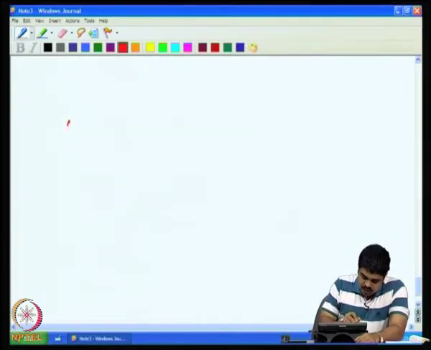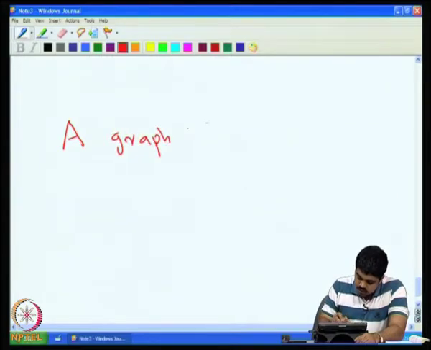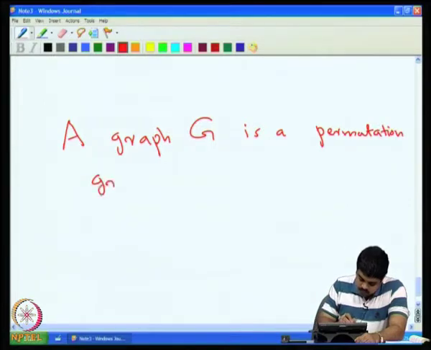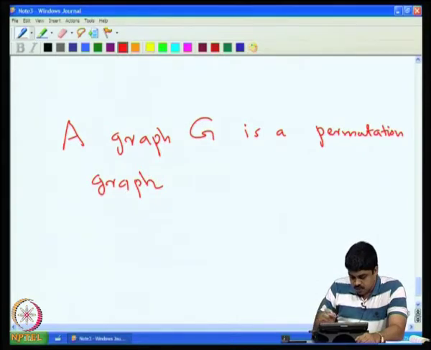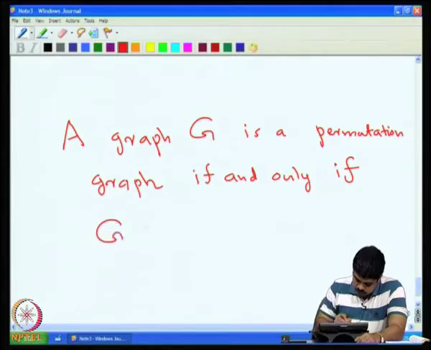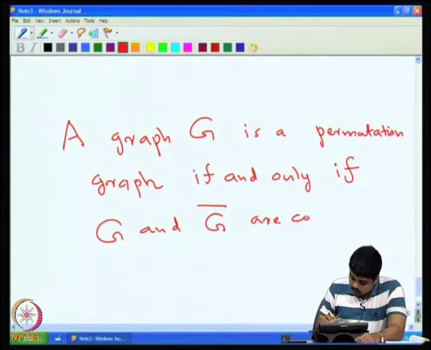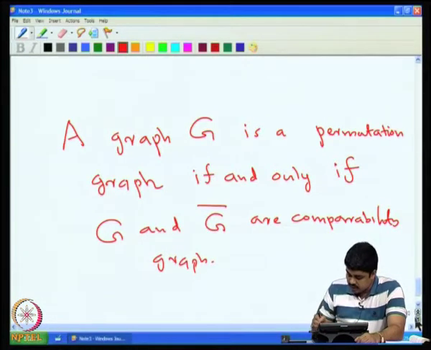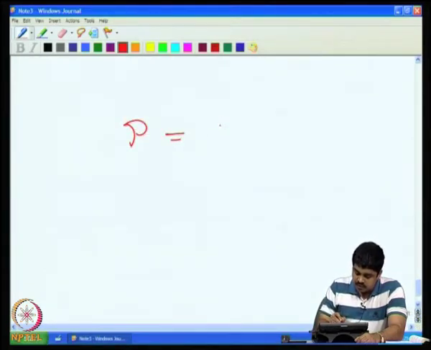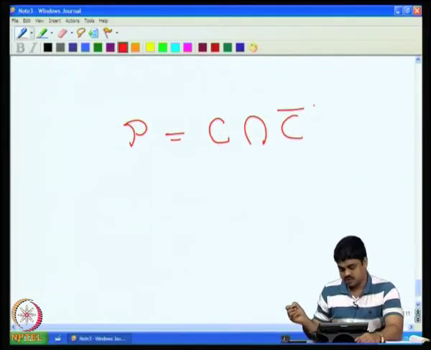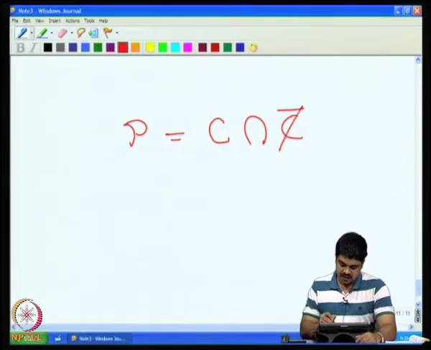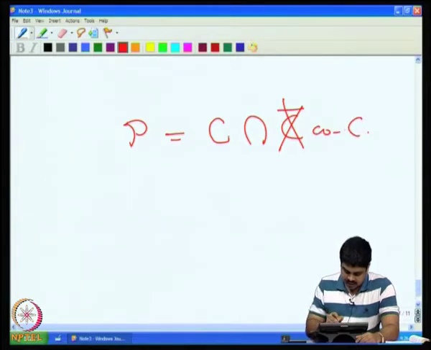So, we write like this: a graph G is a permutation graph if and only if G and G bar are comparability graphs. See, from all these things, what we are saying is that if I write the set of permutation graphs as P, then P is equal to the class of comparability graphs intersection the co-comparability graphs. Co-comparability graphs is what we should write, intersection.